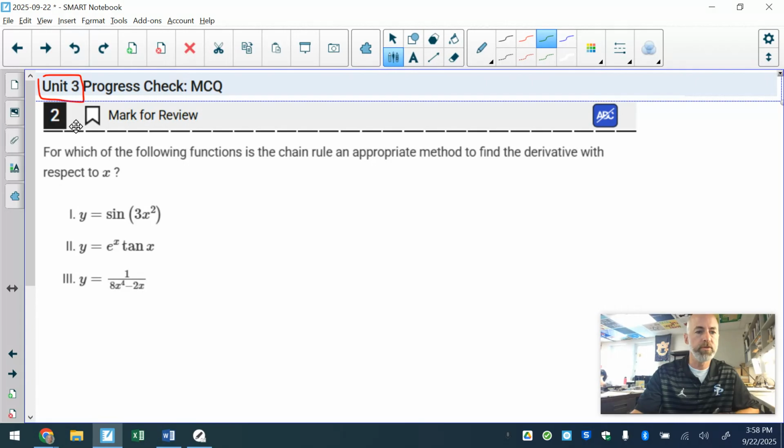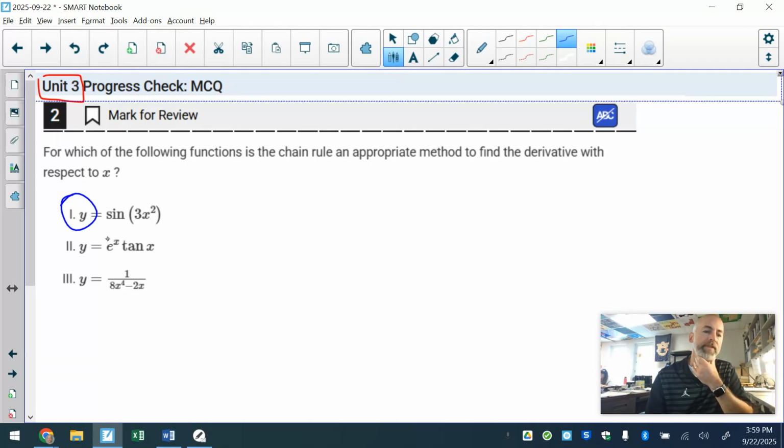Now number 2, and now I'm on the Unit 3 Progress Check. And this is a simple one. It's just asking which of the following is the chain rule an appropriate method to find the derivative. Now, this is kind of an objective or subjective question. Number 1, or option 1, you absolutely need the chain rule. You are not getting that derivative without a chain rule because we have something ugly inside the sine function.